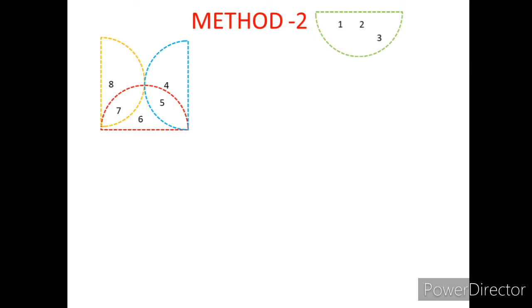Okay, now therefore you have to write down one step. What is that? The area of the green shaded semicircle is equal to 1 plus 2 plus 3. So the area gives the area of part 1, the area of part 2, the area of part 3. If you add the areas of these 3 parts, you will get the green shaded semicircle's area.